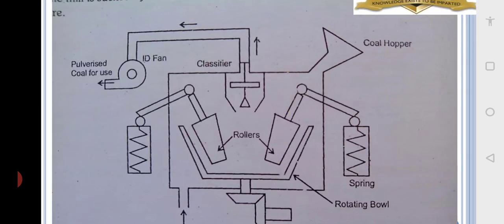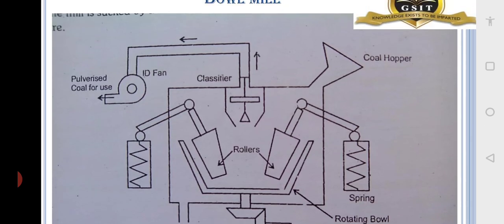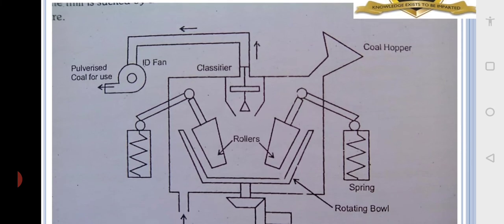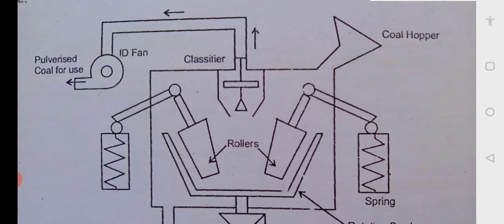There is something called a bowl mill also. Bowl mills means, I think you might have seen the wet grinders. Chutney and all, they make, na. These hotels and all, they have got wet grinders. This is a small one, but here there will be a big one.